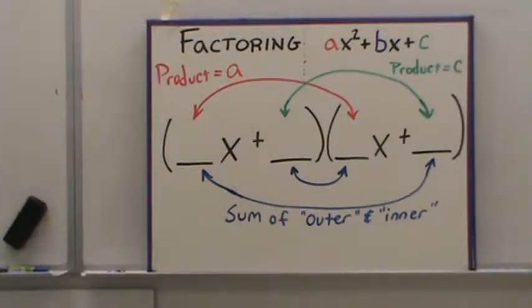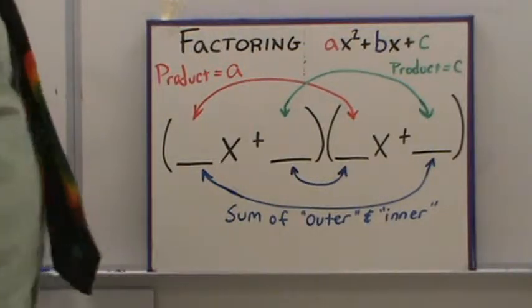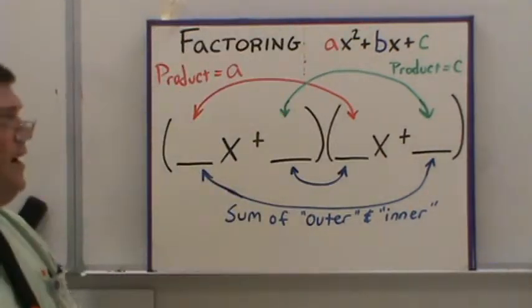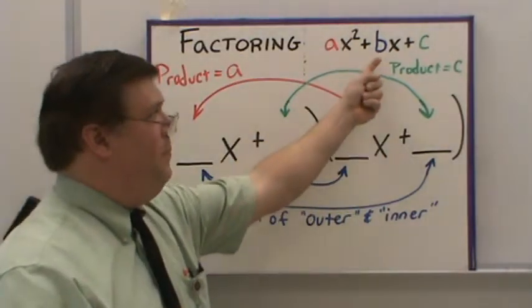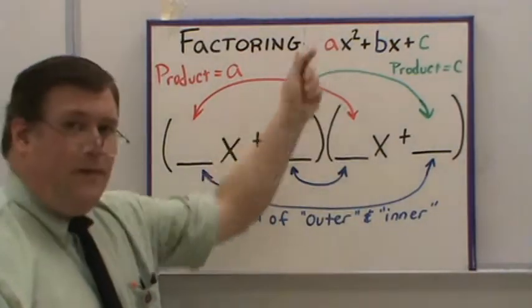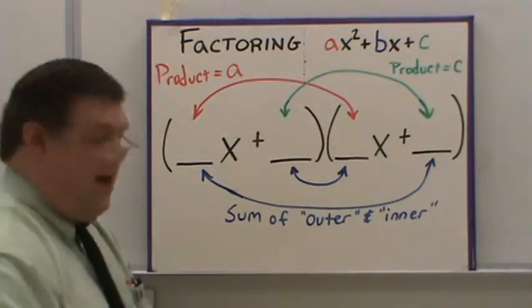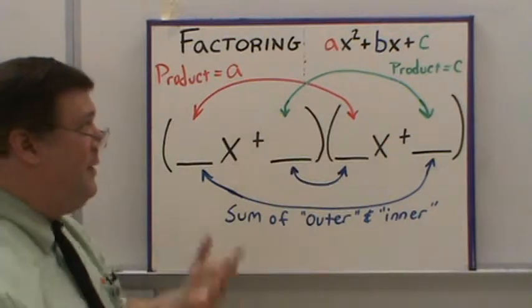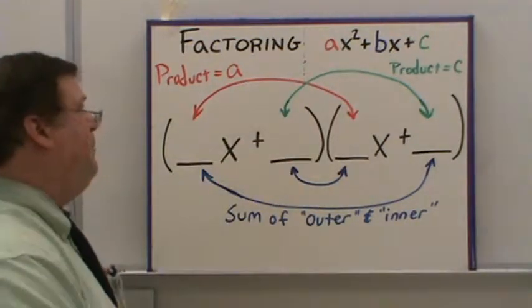Hello, the subject of this video is factoring quadratics of the form ax squared plus bx plus c. These are different in that the coefficient of the x squared is not a 1, it is going to be something other than 1, a.